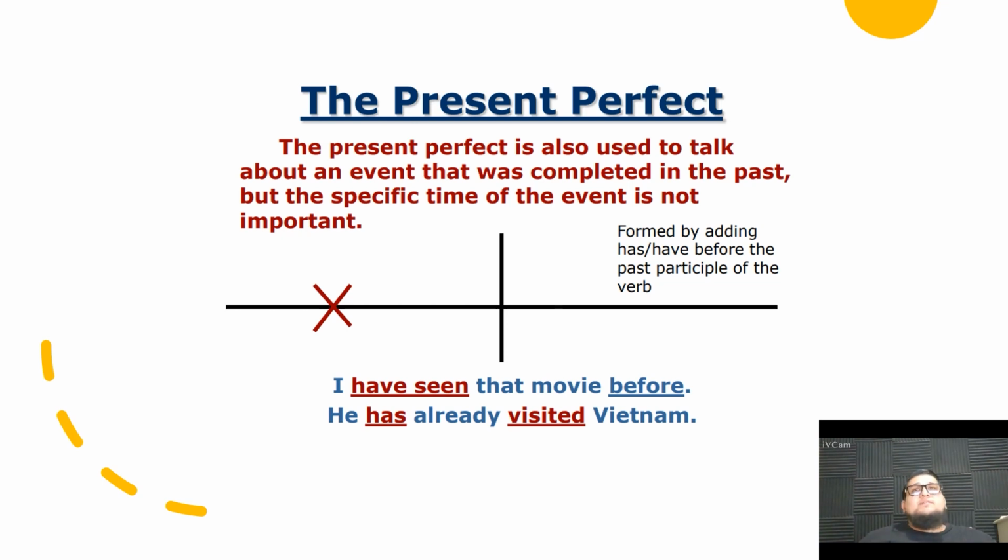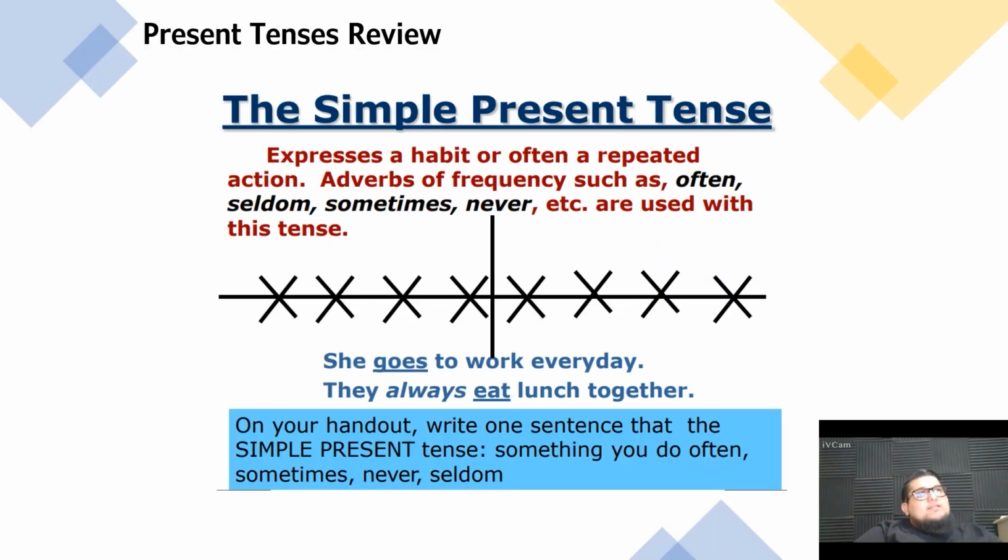The present perfect is also used to talk about an event that was completed in the past, but the specific time of the event is not important. For example, I have seen that movie before. He has already visited Vietnam.